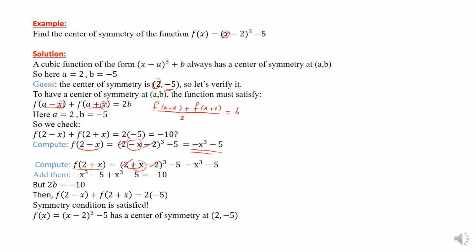Now add them up. -x^3 - 5 + x^3 - 5 is equal to negative 10. But b here is negative 5. So negative 10 is 2b. And then the symmetry condition is satisfied, and the function has (2, -5) as its center of symmetry.